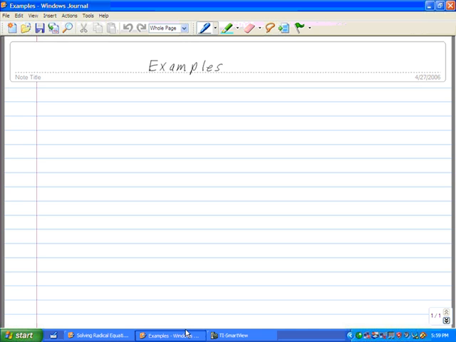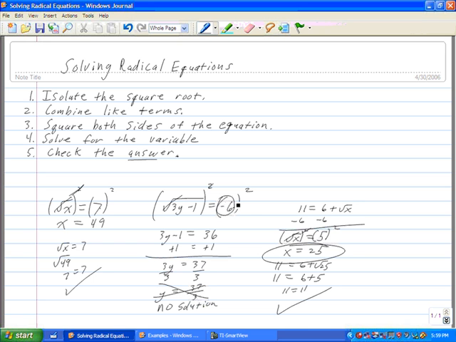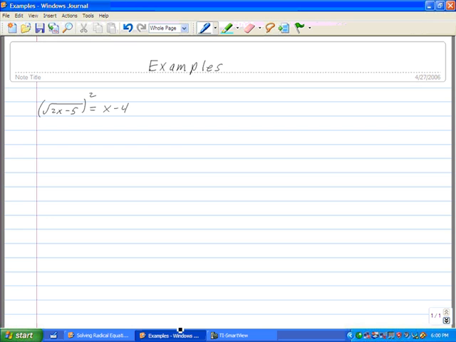Now, sometimes when you're squaring, the side without the radical is not as obviously easy as these have been. If I had the square root of 2x minus 5 equaling x minus 4, the square root is isolated. Like terms, there are none to combine. So I'm ready to square both sides. Now this one's different from the previous, and here's how. The previous ones had nothing but a constant on the side once it was time to square. This time I've got a binomial.